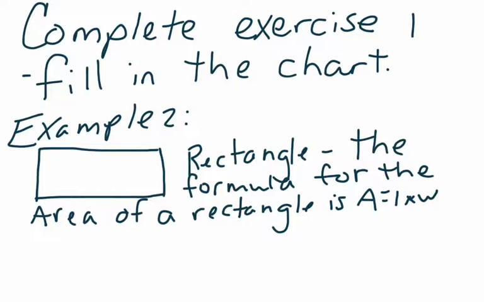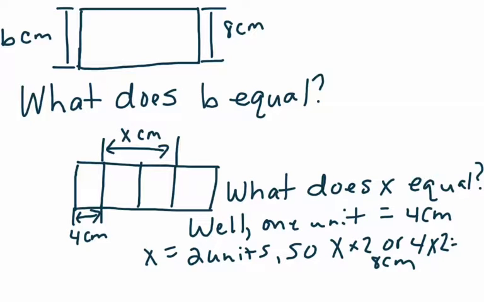So example 2 is finding the area of a rectangle. And the formula for the area of a rectangle is area equals length times width, where L equals length and W equals width. Okay, so in our first example, we have a rectangle where they're showing us that the measurement is either B centimeters or 8 centimeters.